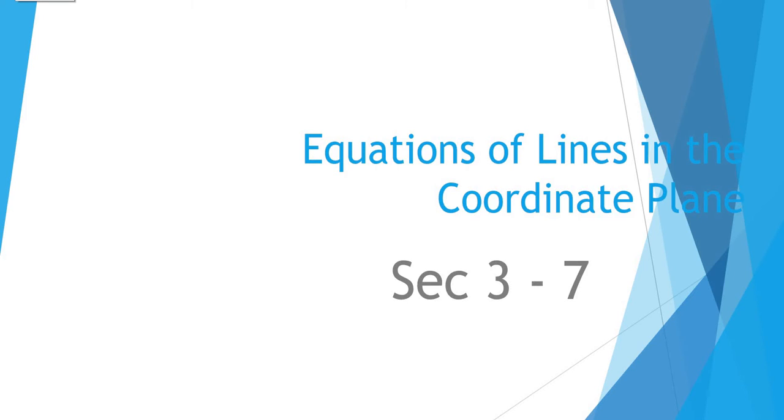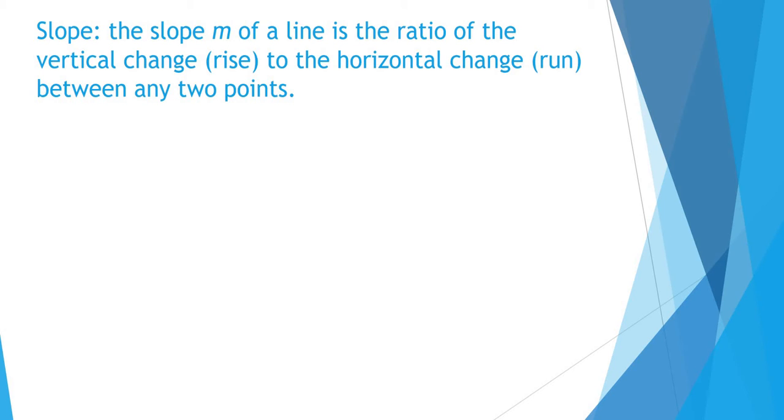Okay, section 3.7 is equations of lines in the coordinate plane. So the first thing we're going to look at is the slope. The slope, which is denoted by m of a line, is the ratio of the vertical change, rise, to the horizontal change, or run, between any 2 points. Now this should all look familiar to you.